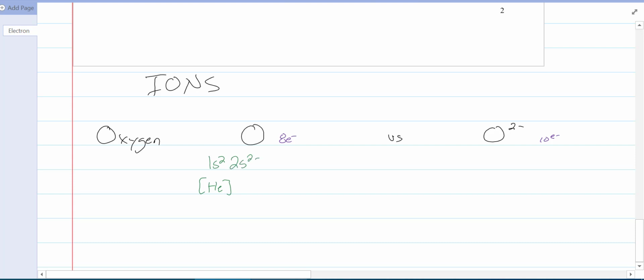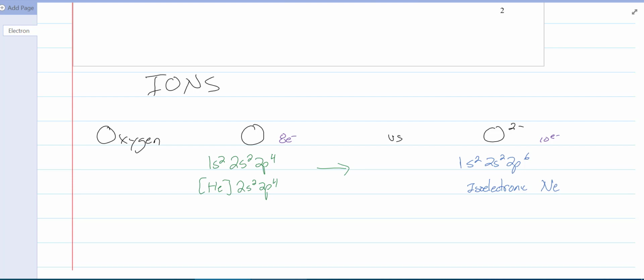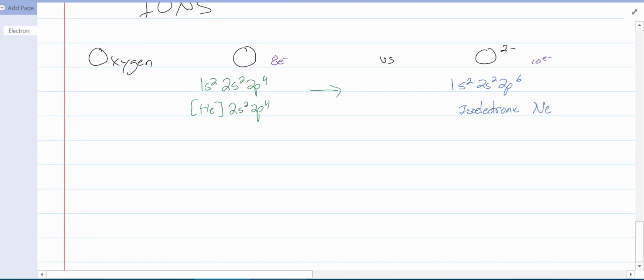So 1s2, 2s2, 2p4. What's going to happen is we're going to add the electrons. So they're going to go to the p orbital. So we're going to get 1s2, 2s2, 2p6. And it's isoelectronic with neon. That's why oxygen likes to be 2 minus. So we call it isoelectronic: the electron configuration is the same as neon. So gaining, you just keep going. It's pretty easy to gain. Losing's different.